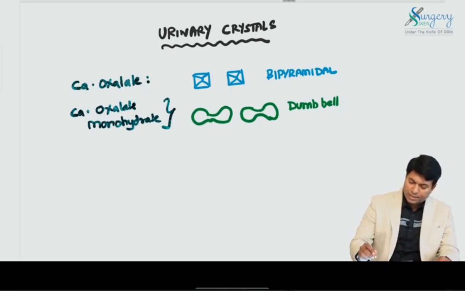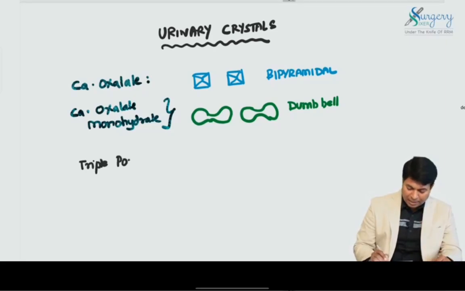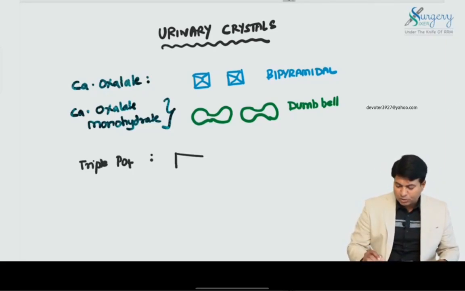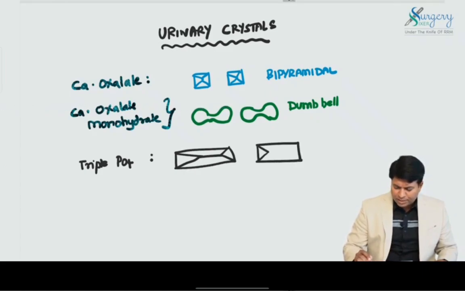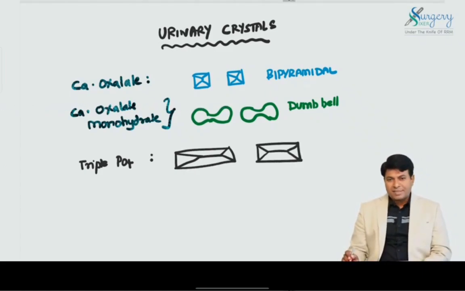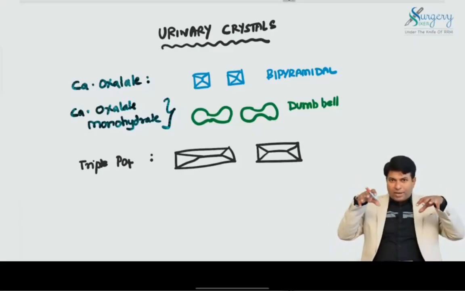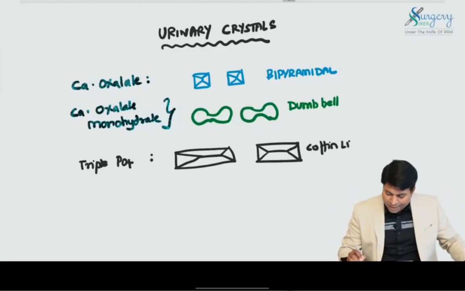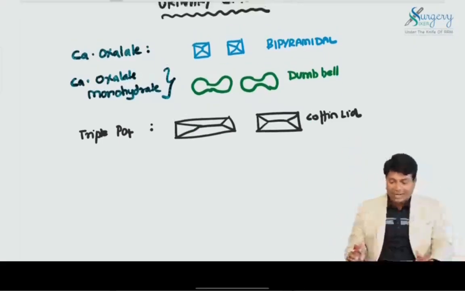The next stone is triple phosphate stone. I will tell you an easy method to remember them later. Just understand the crystal shapes. Triple phosphate stone has this appearance. Where have you seen this appearance? In movies you would have seen, a Christian person dying, they keep a coffin lid. That is known as the coffin lid appearance. Yes, triple phosphate stone looks like a coffin lid.